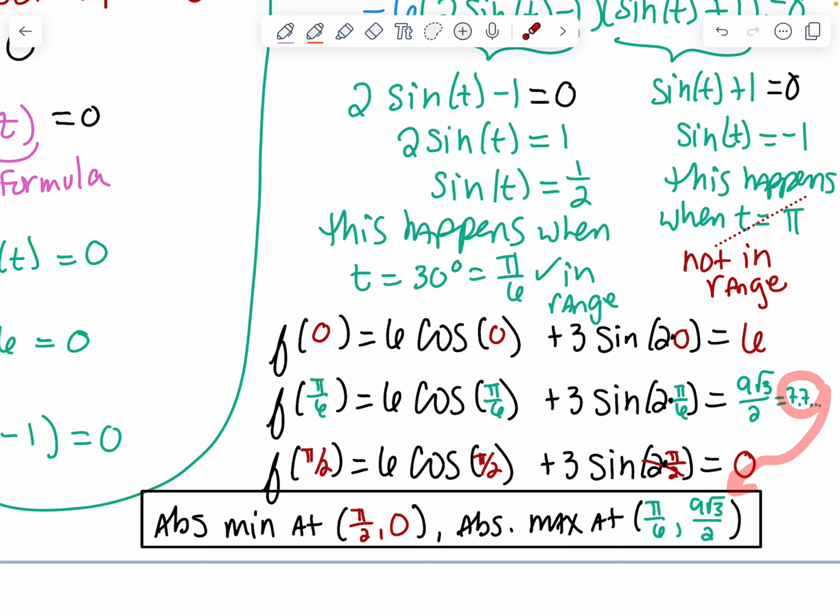My absolute max, which if I was asked for exact answers, I need to give as 9 square root of 3 over 2, occurred when my input was pi over 6.